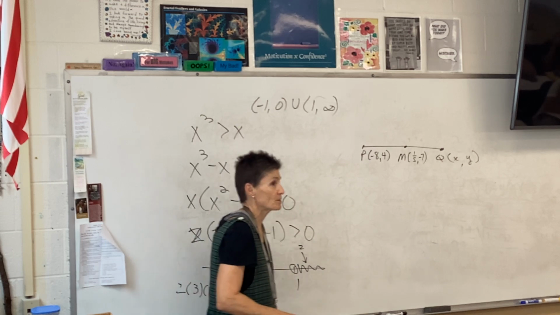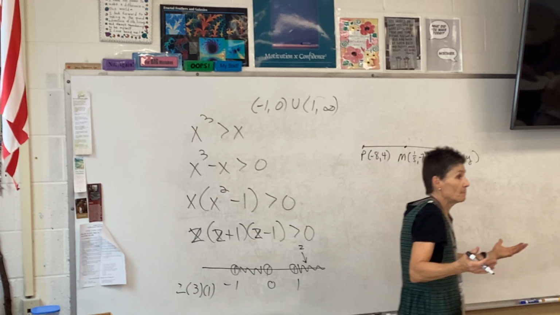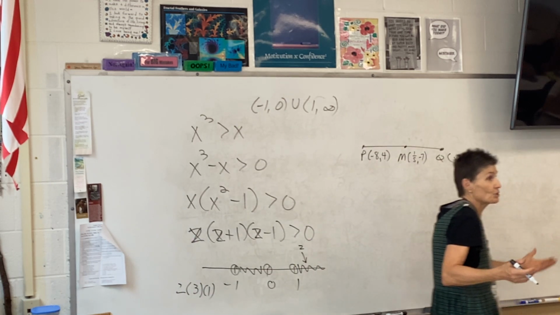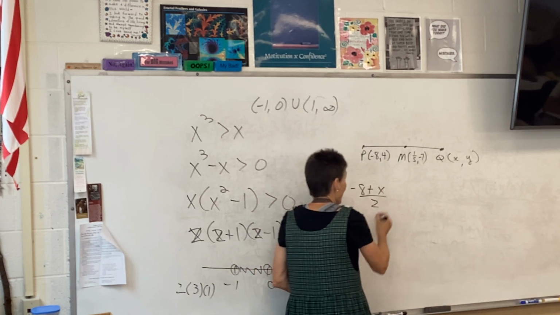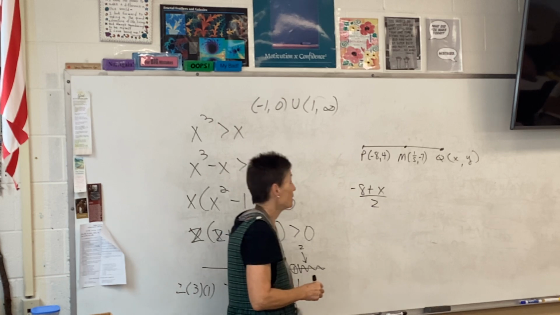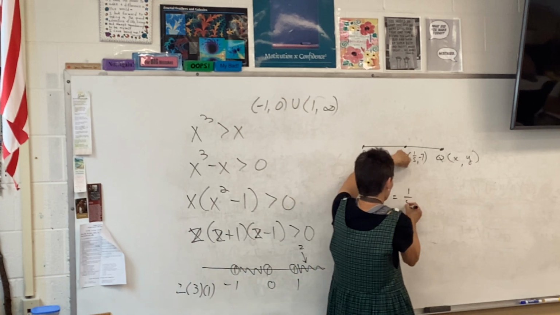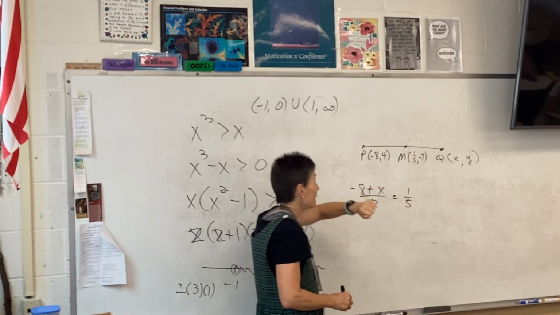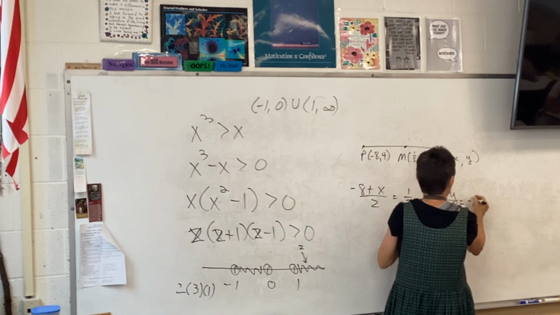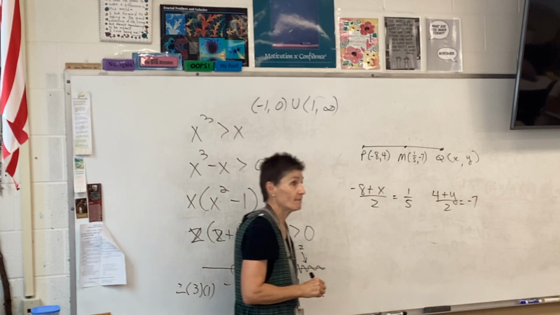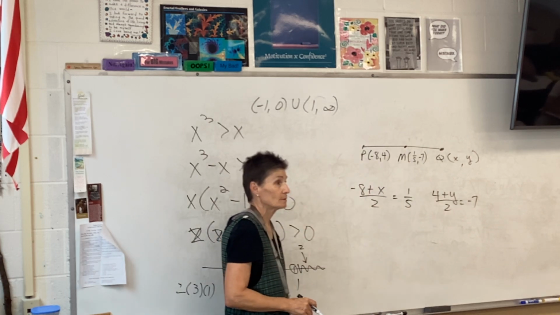How do you find midpoint? Just in general, what's midpoint? Midpoint is the average. So if I take my x and my x, add them together and divide by 2, I should get 1/5. Would you agree with me? And if I add 4 and the y and divide by 2, I should get -7. That's what it needs to be.